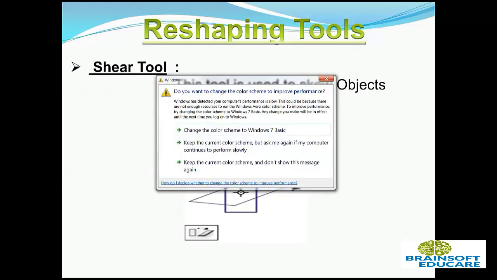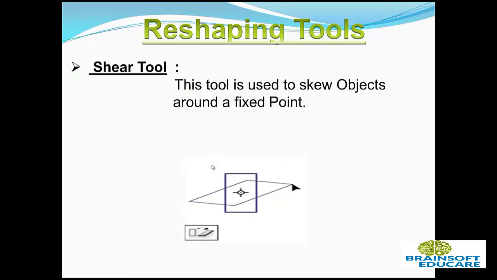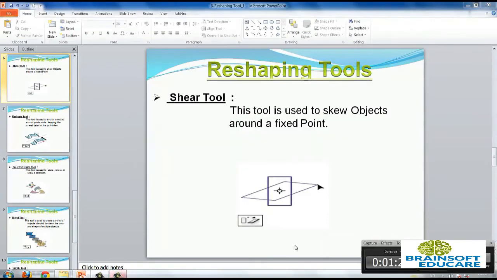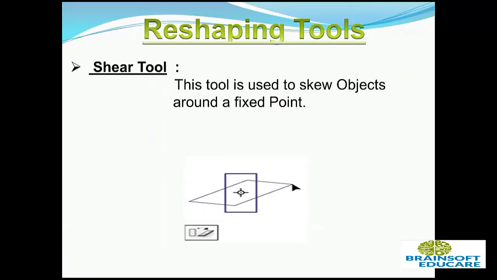Shear tool. This tool is used to skew an object around a fixed point. This is the symbol of the shear tool.